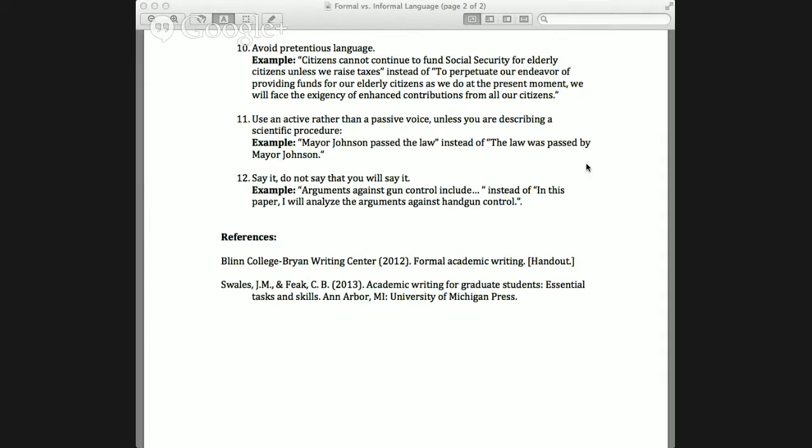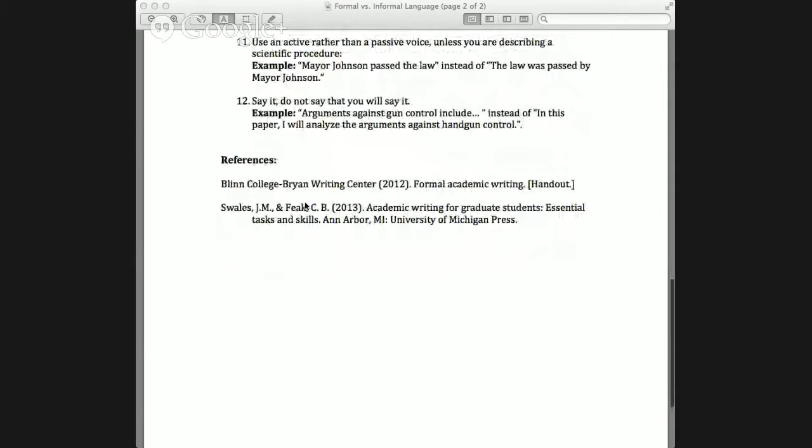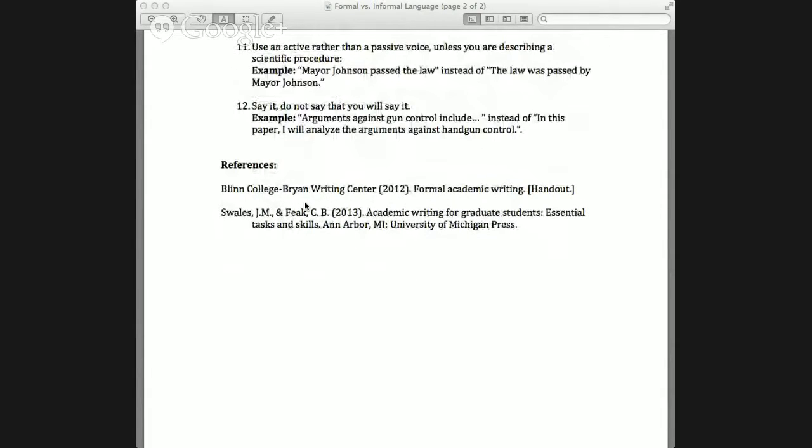Okay. Then finally, number 12. This is kind of like what I was saying earlier with the thesis statement, but say it, do not say that you will say it. So instead of saying, in this paper, I will analyze the arguments against handgun control, you might just say, arguments against handgun control include blah, blah, blah, blah, blah. Once again, this is a little bit of a matter of taste.